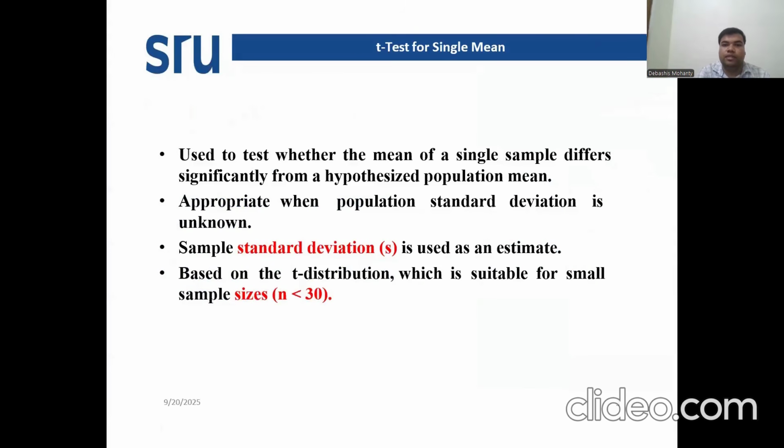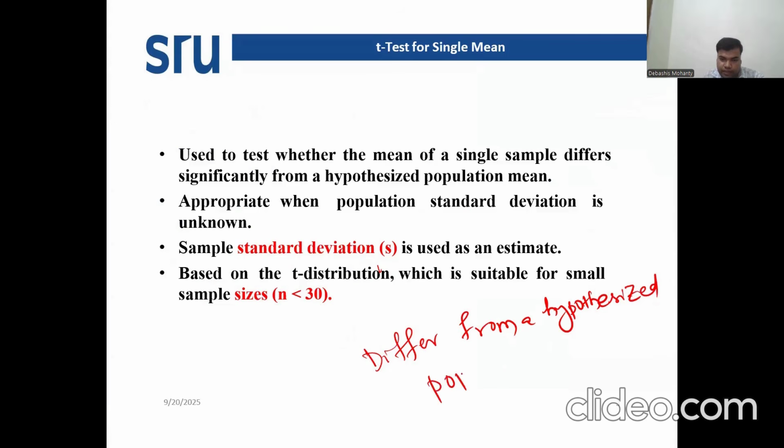So students, let us see the use of the t-test. It is used to test whether the mean of a single sample differs significantly from a hypothesized population mean. That is very important.